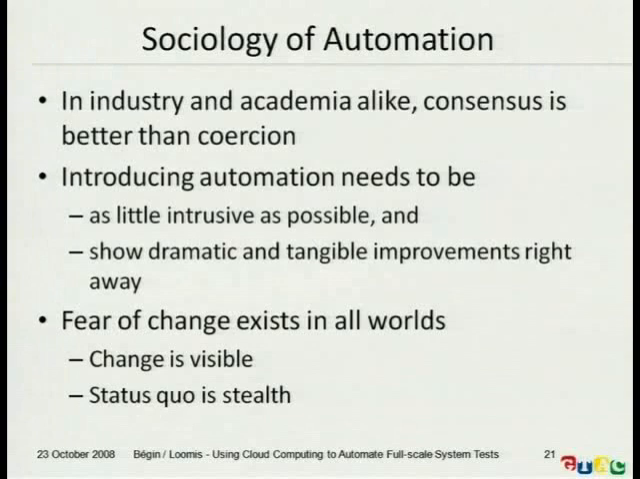So, trying to analyze this in what I call the sociology of automation, I think, in industry and academia alike, consensus is much better than your VP dropping a piano on your head from the 5th floor. At least that's the way it feels when it lands on your head. No, this is the way we're going to do things, and go. I think reaching consensus is a much more productive way to do things. But we have to be careful about it.